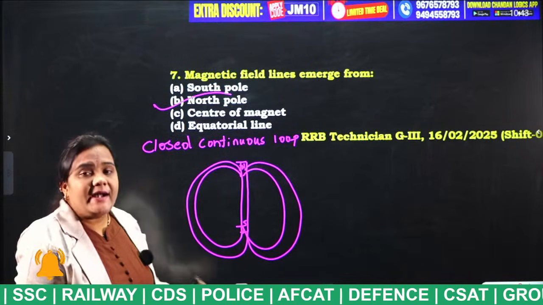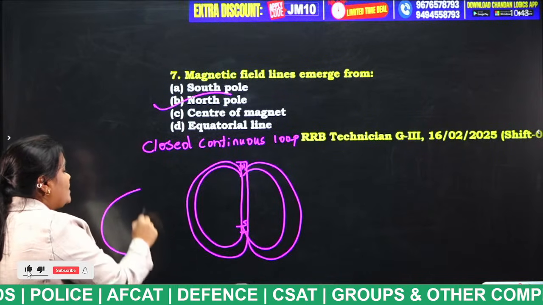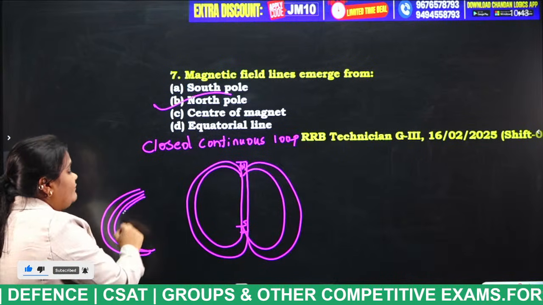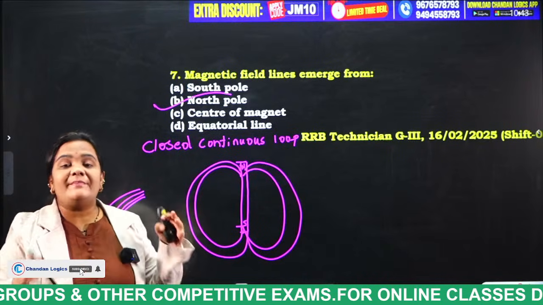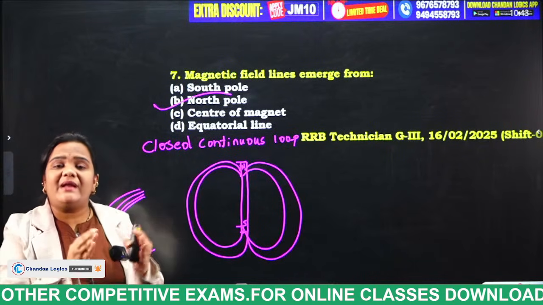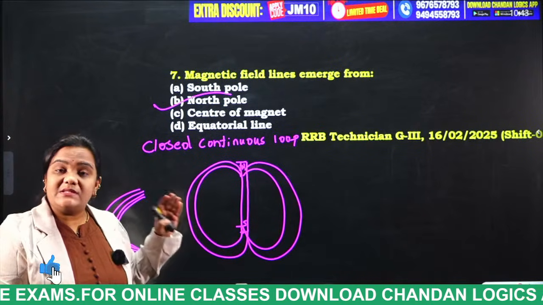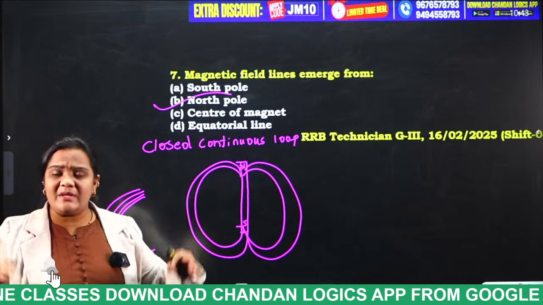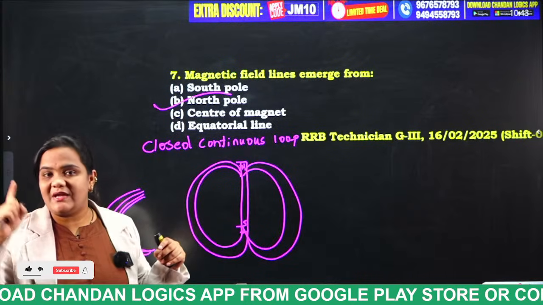North pole. And remember one thing, students, if the magnetic lines are closer to each other, if the magnetic lines are crowded, we conclude that there is the highest magnetic strength. If the magnetic lines are far away from each other, there is less magnetic strength. Remember this point, very, very important.